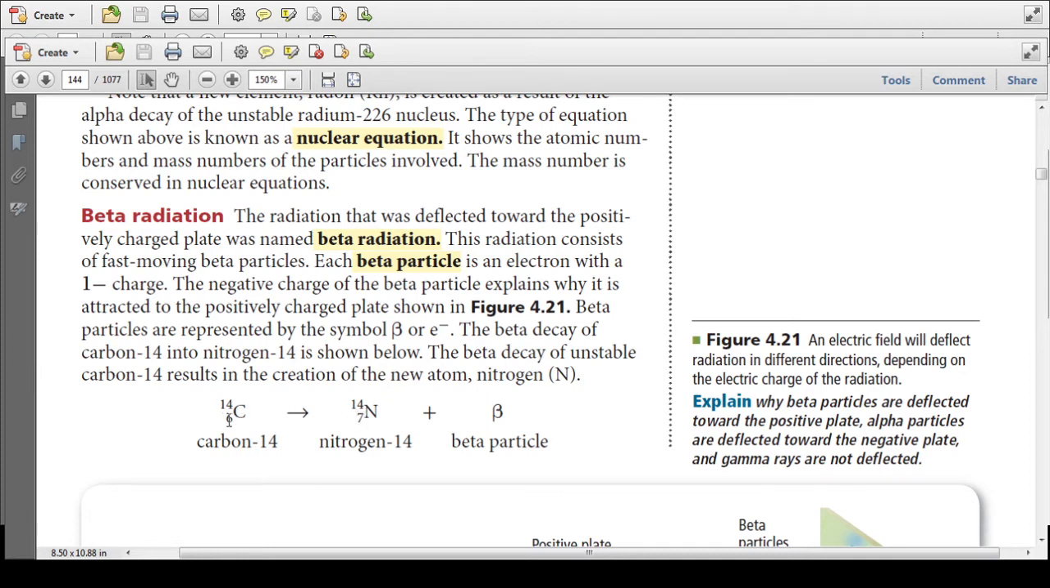If we think about it, what occurs here is that you have a neutron, which is neutrally charged. That neutron collapses, and it turns into a proton, and it shoots off a beta particle. When that neutron collapses and turns into a proton, the mass number doesn't change. However, the atomic number does.